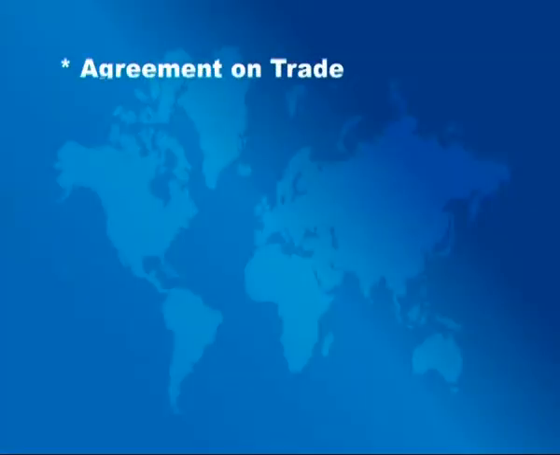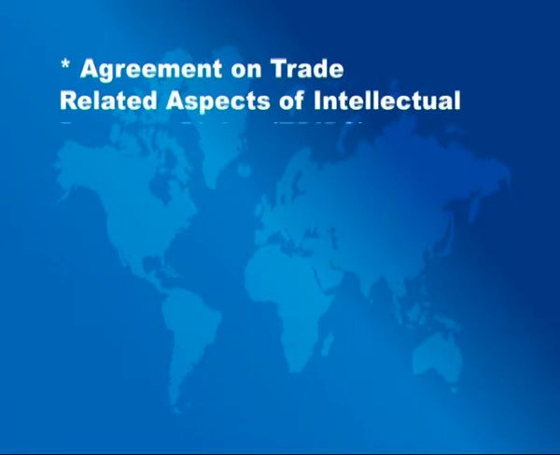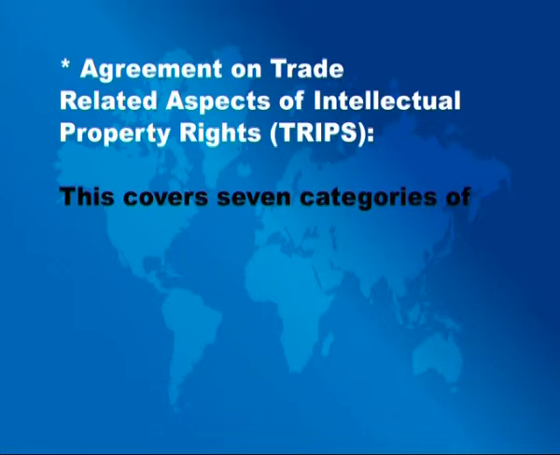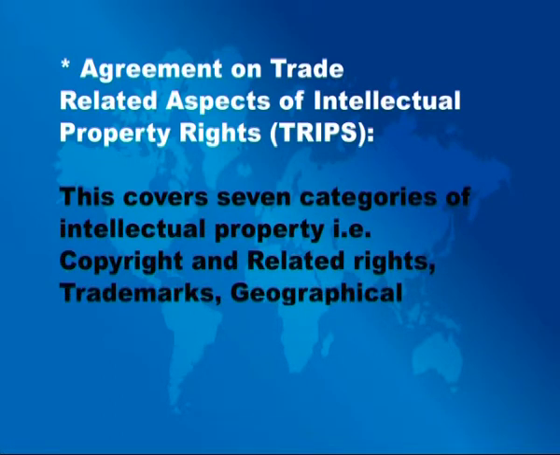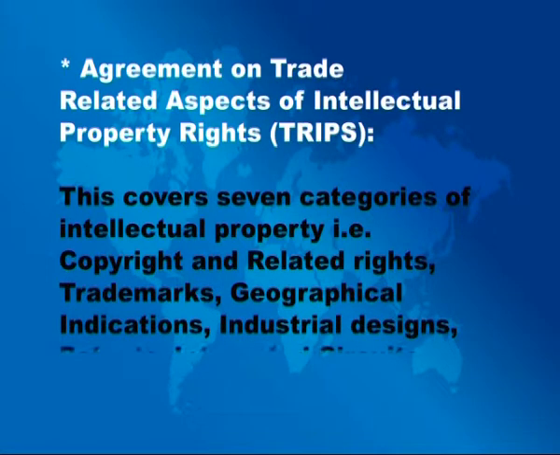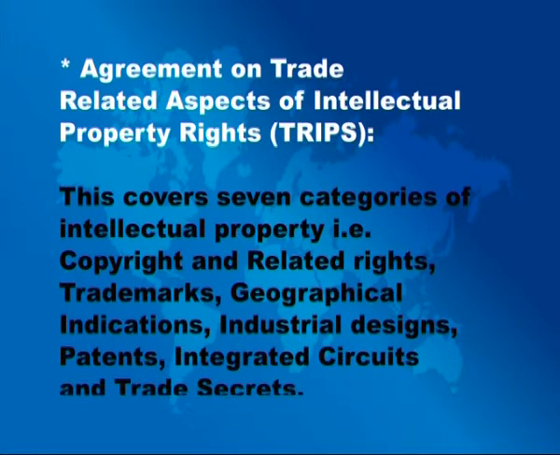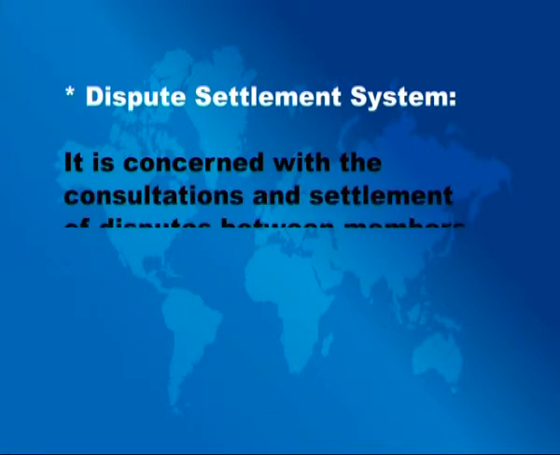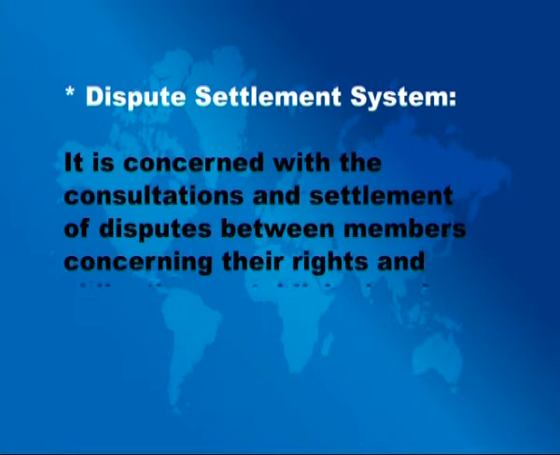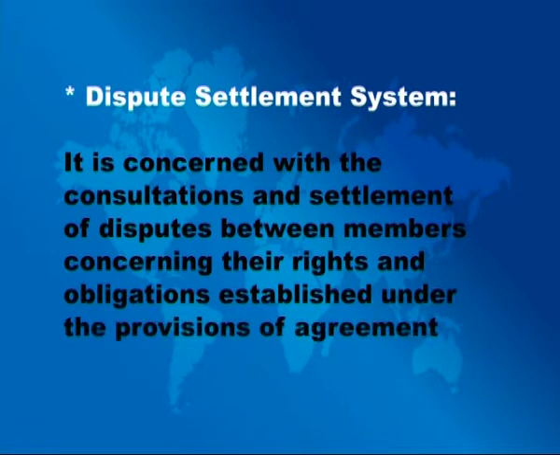Agreement on trade related aspects of intellectual property rights or TRIPS. This covers 7 categories of intellectual property, that is the copyright and related rights, trademarks, geographical indications, industrial designs, patents, integrated circuits and trade secrets. Dispute settlement system, which is concerned with the consultation and the settlement of disputes between members concerning their rights and obligations established under the provisions of the agreement of the WTO.